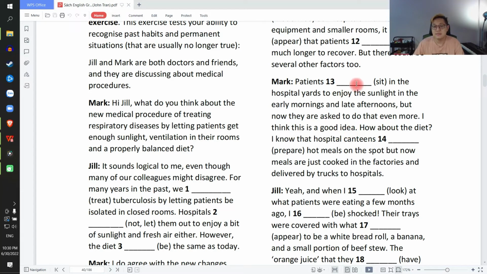So 13 basically talk about a past habit that patient used to sit or would sit in the hospital yards. Cái số 13 nói về một cái thói quen của bệnh nhân trong quá khứ, đó là bệnh nhân đã từng ngồi trong cái sân của bệnh viện và hưởng mặt trời ở những cái buổi sáng sớm và những buổi chiều muộn.